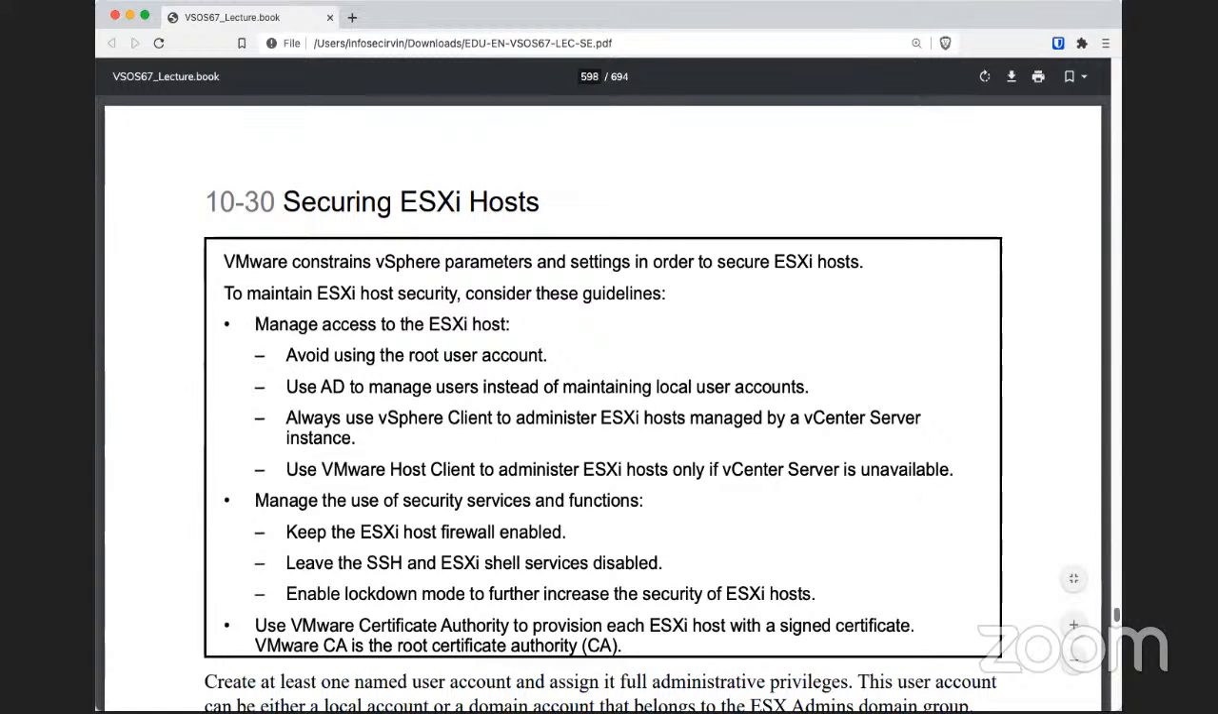Securing the hosts themselves, again, prevent the root user from logging on. Use Active Directory if you have it. Use the vSphere client, managed by the vCenter server instead. Keep the host firewall up. Disable any access doors like SSH. Enable lockdown. Have signed certificates, valid signed certificates.